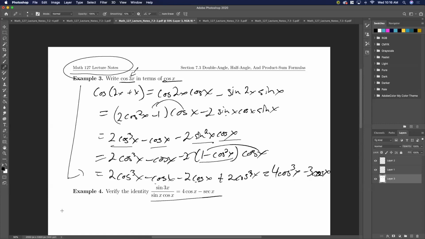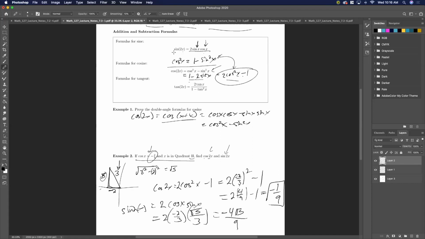It comes from the form. I don't understand where the sine came from. Oh, this right here. So sine of 2x is from the previous page, right here. So that's where I got that one from.